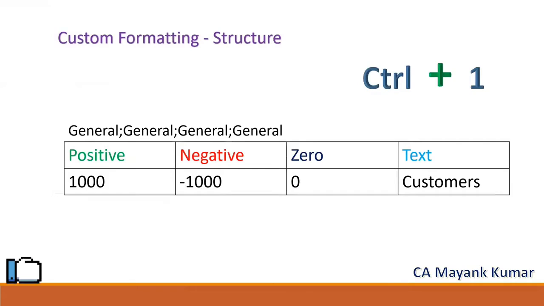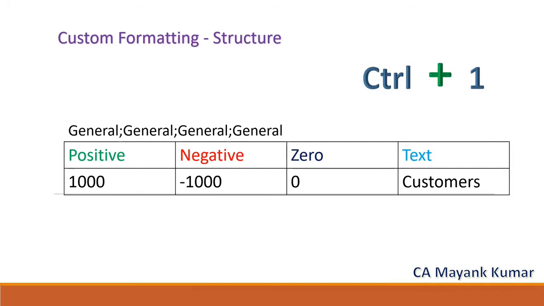Whatever the value we type in Excel, these can be categorized into 4 levels. The first one is positive, second one is negative, third one is zero, fourth one is text. So as you can see here that in custom formatting structure, there are 4 generals separated by 3 semicolons. The first general, that is positive, the second general relates to negative, the third general relates to zero, and the fourth general, that is text.